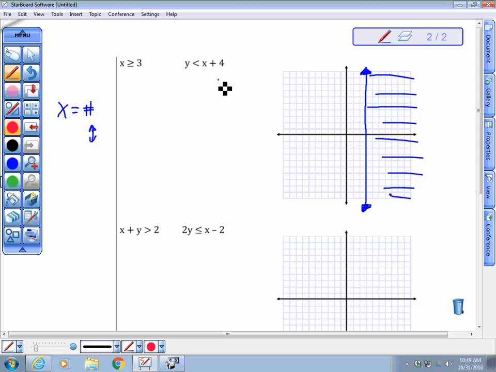And then we'll look at this next one where the b value is 4, so put a dot at 4, and the m value is 1, which means up 1, right 1 from the 4. So go up 1, right 1, up 1, right 1, up 1, right 1, and so on. And that less than symbol means it's going to be a dash line, and it will be lower than that, so below it.